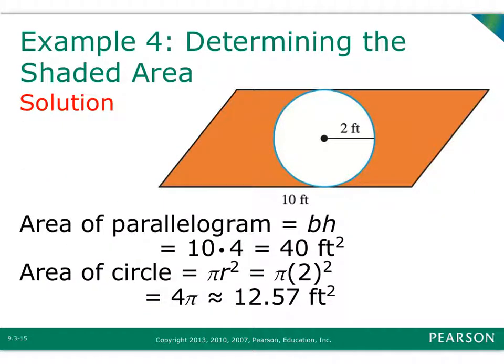Here we're going to find the area of the parallelogram. We know it's the base times the height. That was one of the formulas that we found earlier. When we multiply 10 times 4, we get 40 square feet. Then we find the area of the circle, which is pi r squared, which is pi times 2 squared, which is 4 pi. And 4 pi, if we do it on our calculator, is approximately 12.57 square feet.